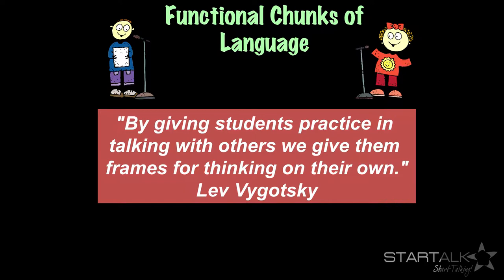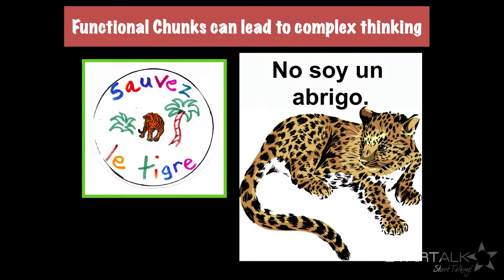And oh, this Vygotsky quote, let's read it together. By giving students practice in talking with each other, we give them frames for thinking on their own. And so if they've said things enough, they will begin to think on their own. And here I have an example. This actually came from a grade four group of kids learning French, and I think the Spanish kids might have been in grade six. But can you tell what the unit was?